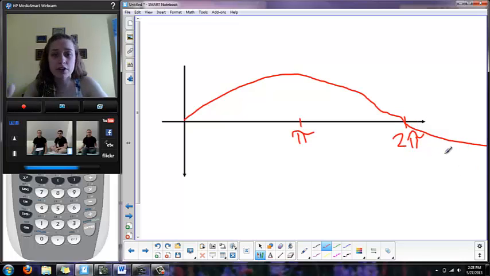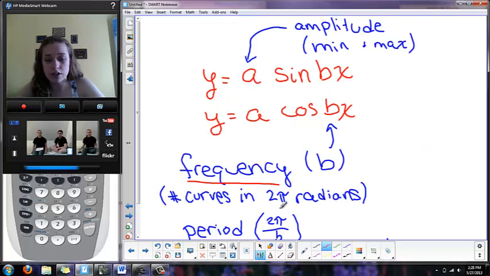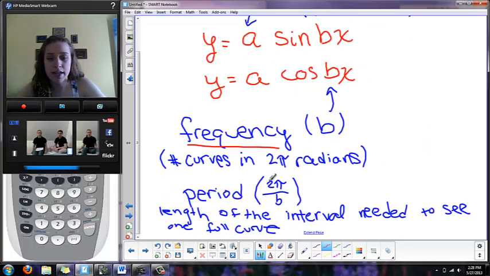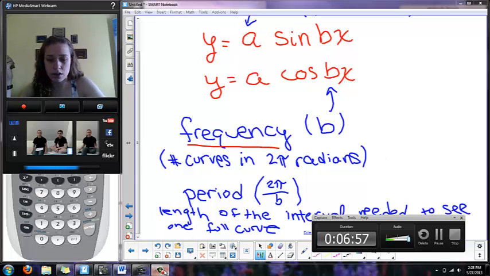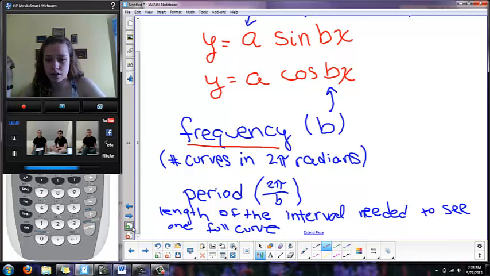So what's the period? What's the length of the interval needed to see just one curve? That's 4 pi. Okay? So that's why we use this equation, 2 pi over b, and that'll tell you really quickly what the period is without having to look at a graph, without having to think about it really hard. Okay, so let's do some example questions with this stuff.